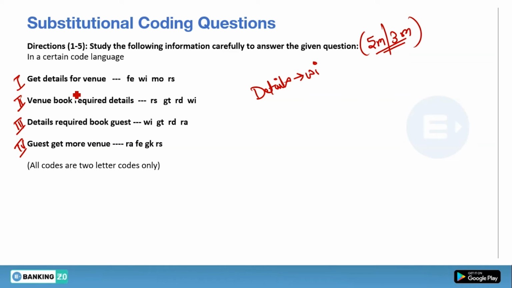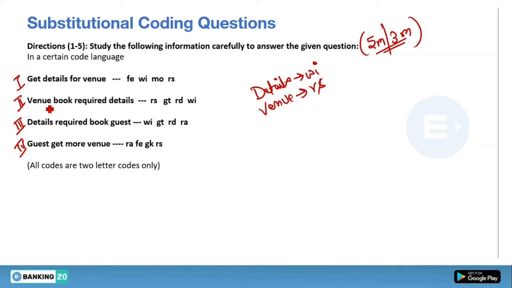Now check first and second, which word is common again? Venue is common, and we can observe it is common in the fourth one also. So we can easily find out the code of venue. The code common in these three statements is RS, RS and RS. So the venue code is RS. Now we have found the codes of details and venue.